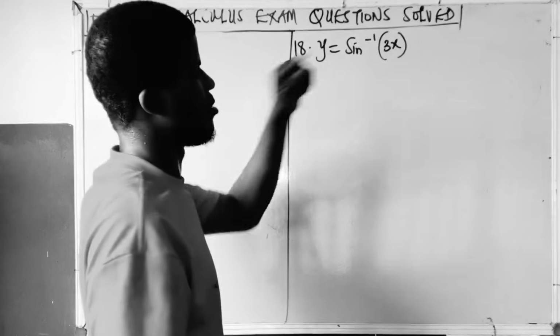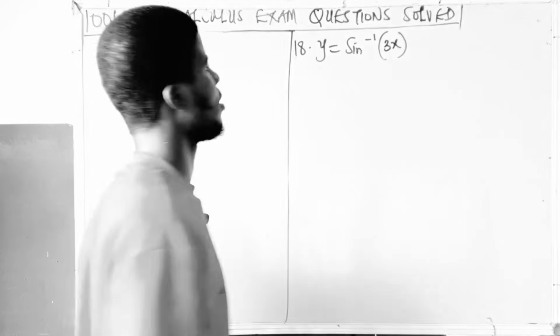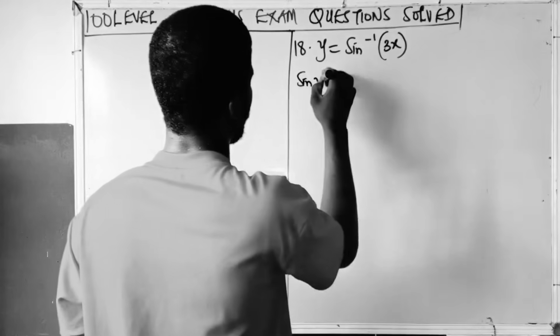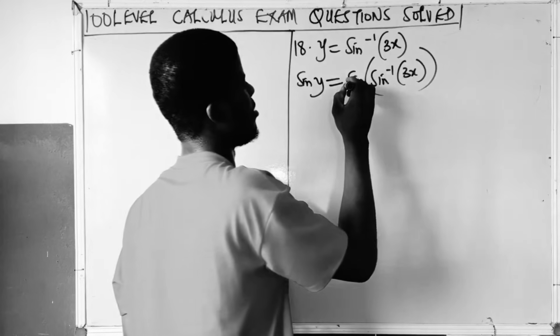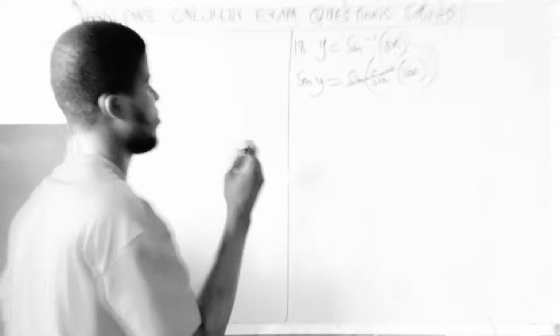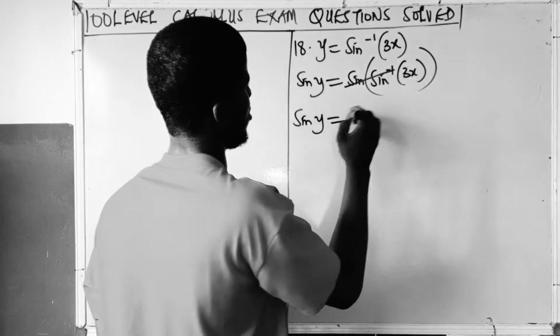I want to eliminate the sine inverse, so I'm going to take the sine of both sides. Taking the sine of both sides means that sin y is equal to sin of sin inverse of 3x, so that when sine meets sine inverse, they cancel out. It means that sin y is equal to what?